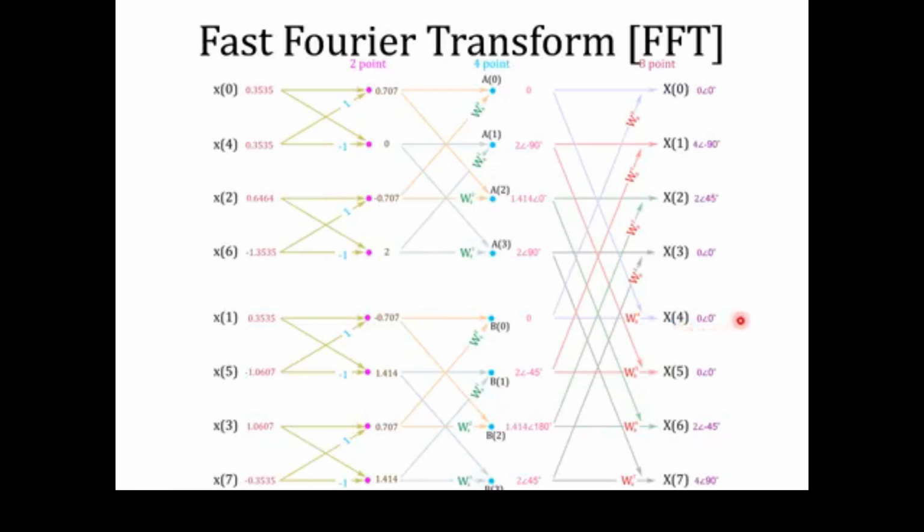So the mirror image of fs by 2 will be on the same value, while from now onwards we will fold back the spectrum. This value will be the mirror image of this value. So the conjugate of 0 angle 0 is 0 angle 0. The complex conjugate of 2 angle 45 is 2 angle minus 45, and the complex conjugate of 4 angle minus 90 is 4 angle 90 degree. While this is the DC coefficient, there will be no conjugate of the DC component.